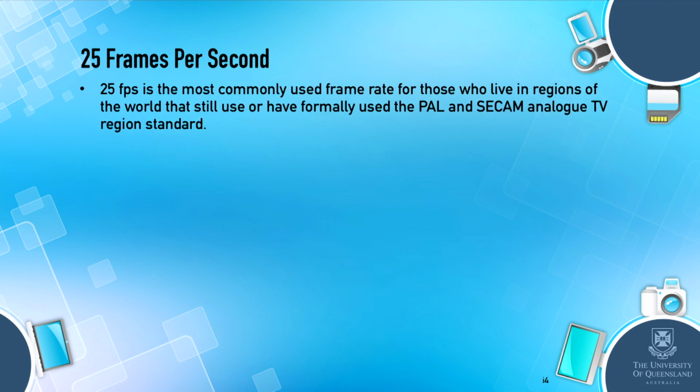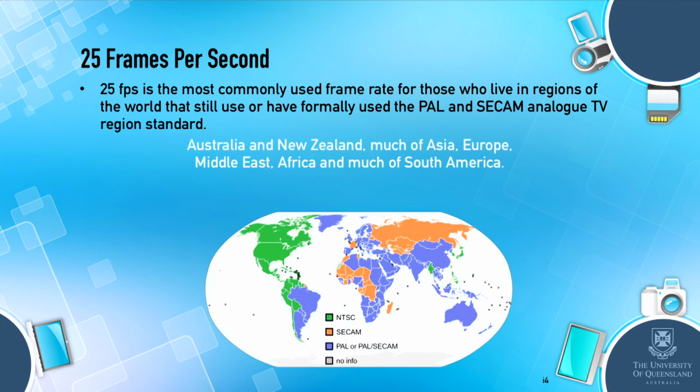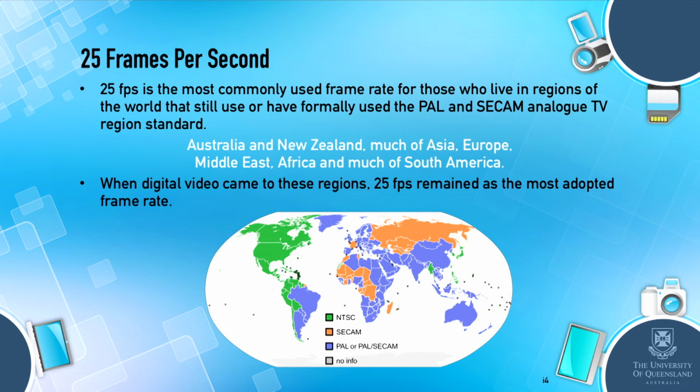25 frames per second is the most commonly used frame rate for those who live in regions of the world that still use or have formerly used the PAL and SECAM analog TV region standard. These include, but are not limited to, Australia, New Zealand, much of Asia, Europe, the Middle East, Africa, and much of South America. When digital video came to these regions, 25 frames per second remained as the most adopted frame rate.